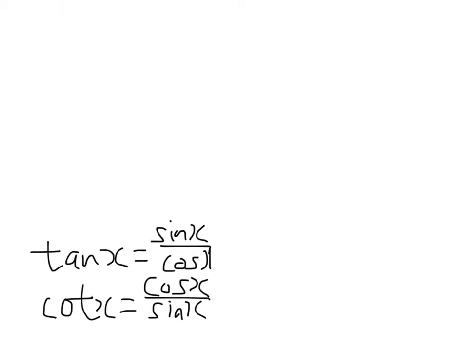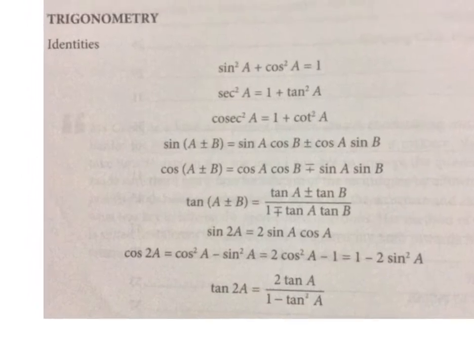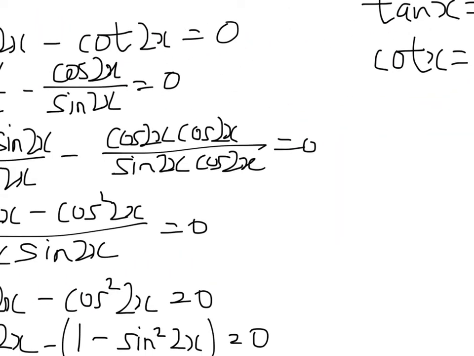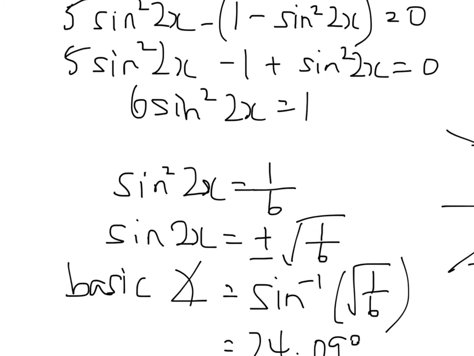It is because I have used one of the identities given to us, which is sine squared A plus cosine squared A equals 1. Using this, I can say that cosine squared 2x is equal to 1 minus sine squared 2x, and when we open up the bracket, I change the sign to a plus. So 5 sine squared 2x plus sine squared 2x is 6 sine squared 2x equals 1. Now I can bring the 6 to the other side. I have sine squared 2x equals 1 over 6.